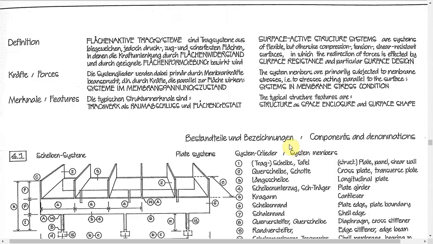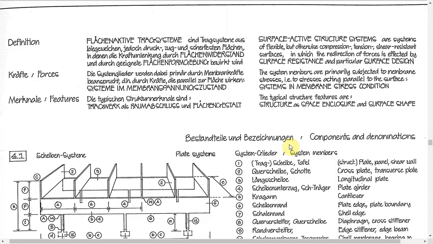Surface active structure systems. These are defined as the systems of flexible but otherwise compression, tension, and shear resistant surfaces, in which the redirection of forces is affected by the surface resistance and particularly surface design. The system members are primarily subjected to the membrane stresses, that is, the stresses acting parallel to the surface system. Surface in membrane stress condition, right?